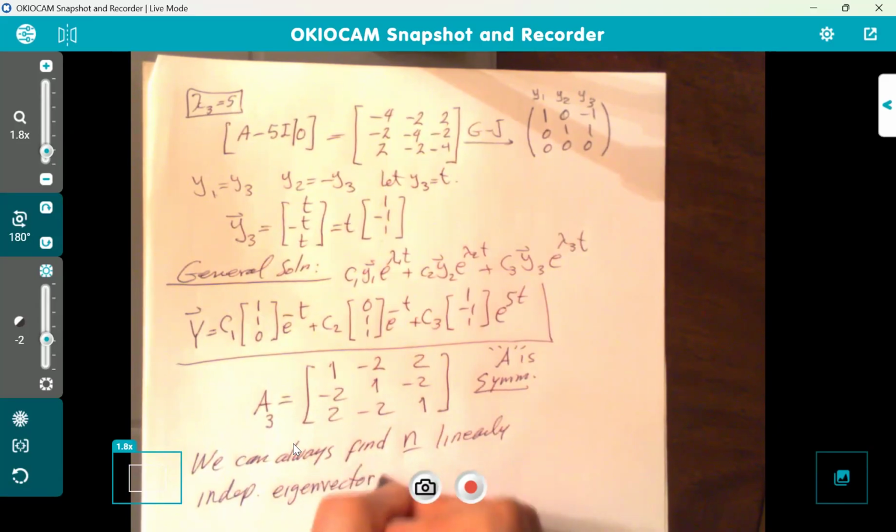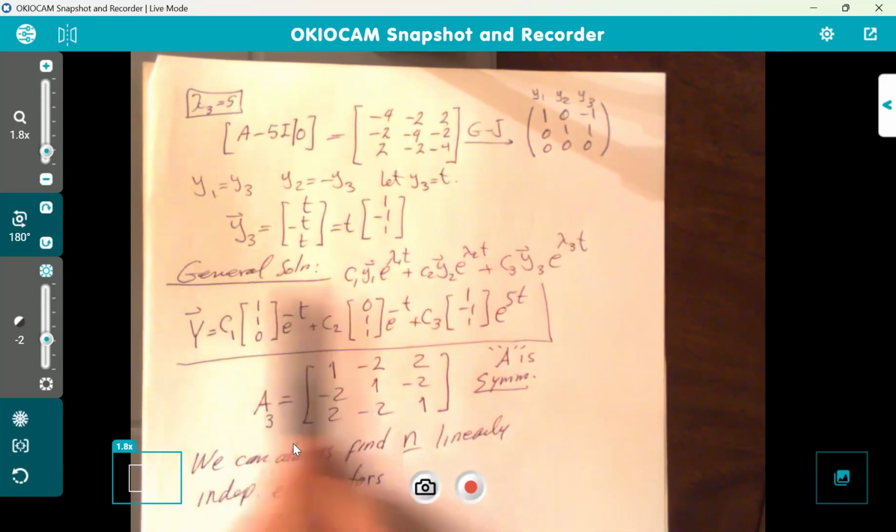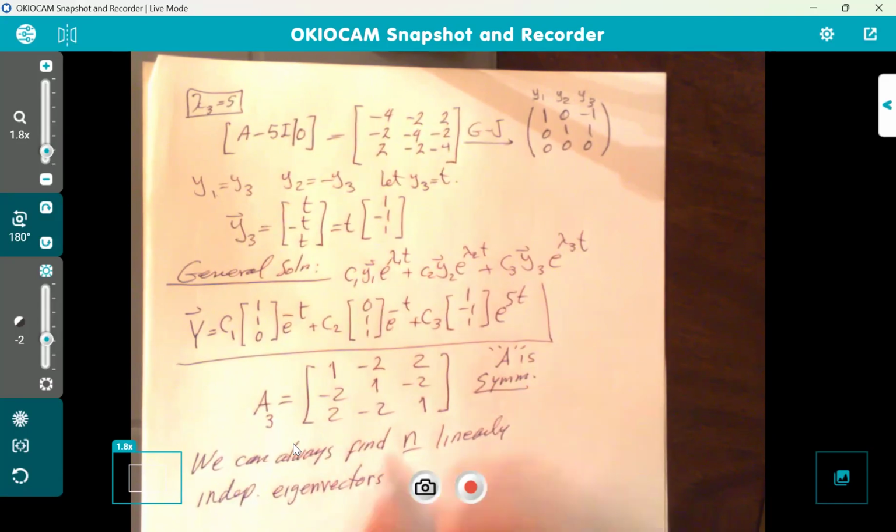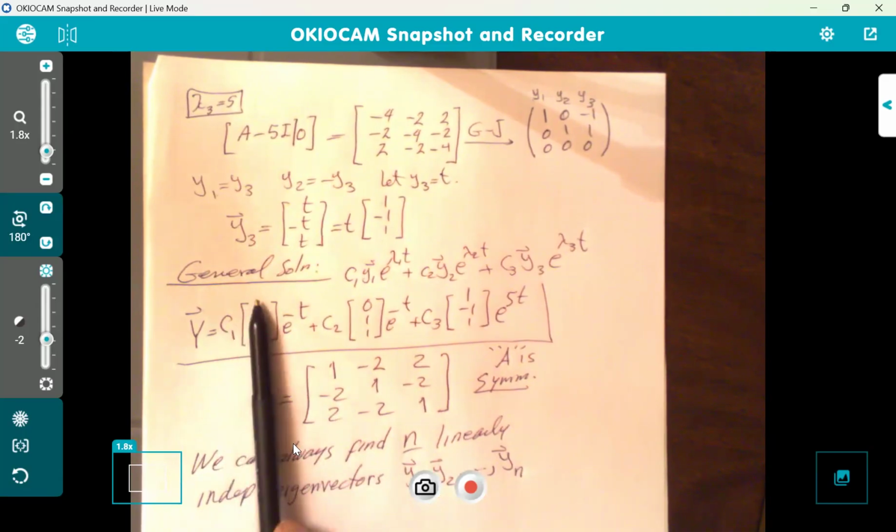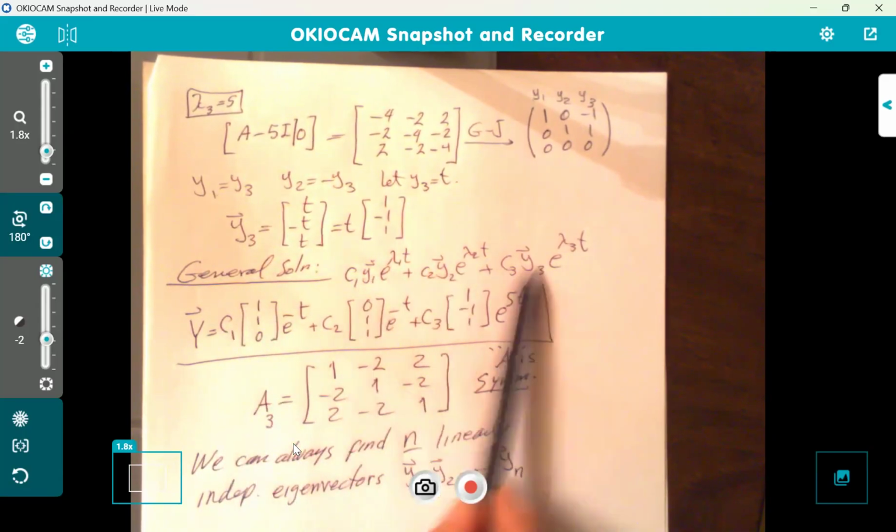And remember, each eigenvector appears here, 1, 2, 3. So that means these are the y1, y2, y3. These are the eigenvectors that we found. Here, the y's are eigenvectors.